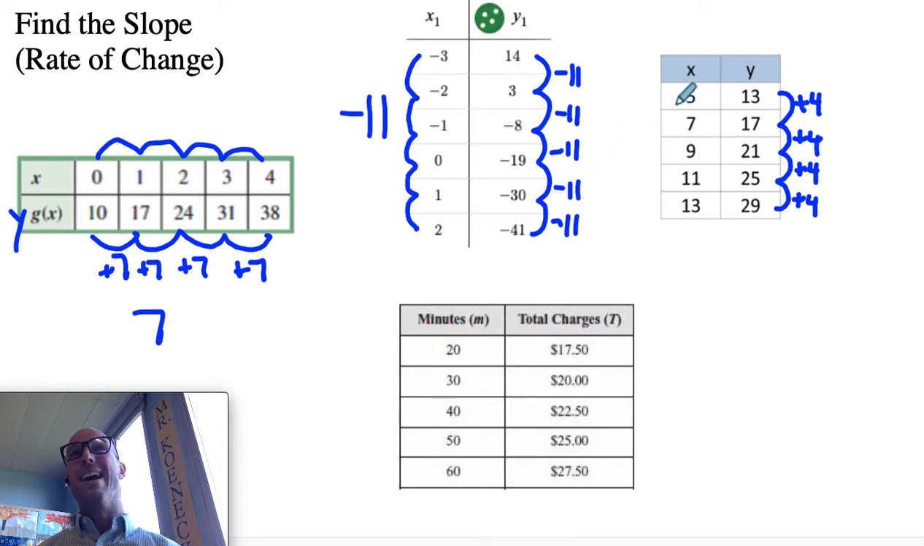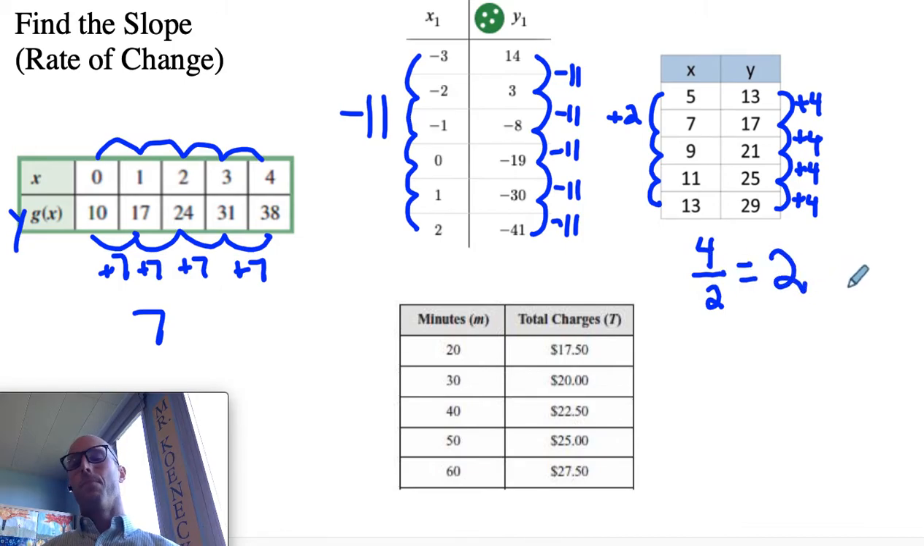This one, we're not, are we? This is actually increasing by 2. The inputs are increasing by 2, okay? So really my rate of change or my slope here is increasing 4, right? So increasing 4 every input increase of 2, okay? So the rate of change here, 4 divided by 2 is just 2.